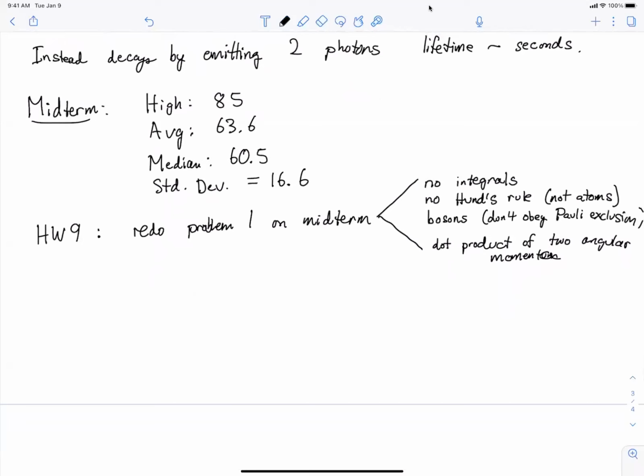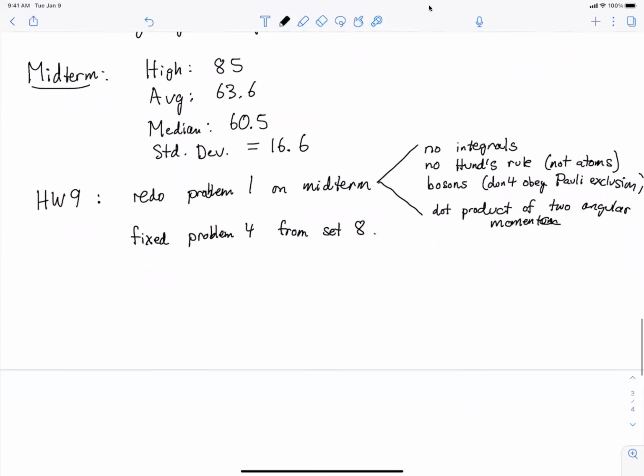And then there will be a fixed version of problem 4 from set 8, where I'd made the horrible typo. And then there will be a problem of doing the decay of a 3D to 2p of hydrogen.